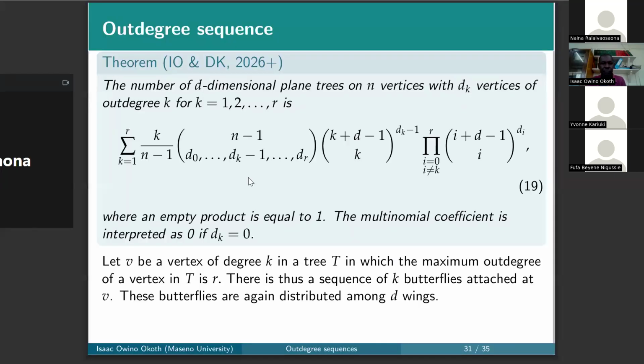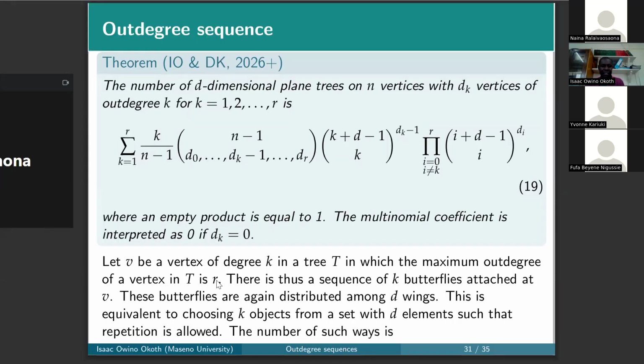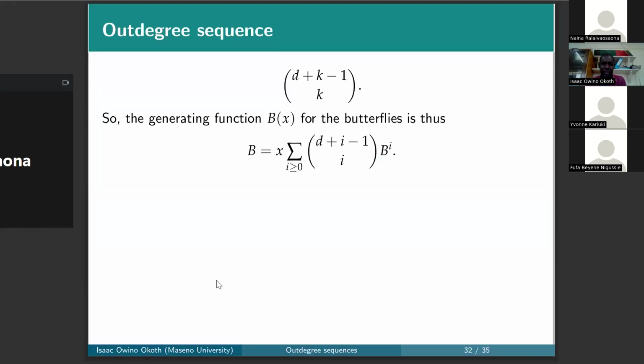And how do you construct the proof? What you do is, you let v be the vertex of degree k in the tree, and in that tree, the maximum degree is r. Then there is going to be a sequence of k butterflies attached at vertex v. Then these butterflies are to be distributed among d wings. And this is the same as choosing k objects from a set with d elements, such that repetition is allowed. So simple combinatorics shows that the number of such ways of doing that is given by a binomial coefficient.